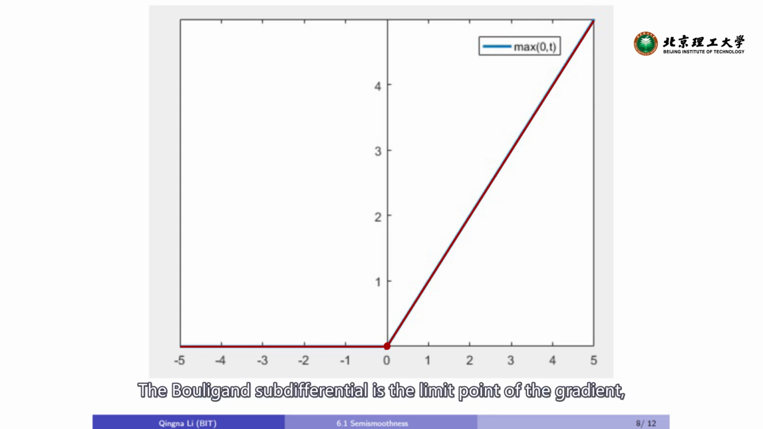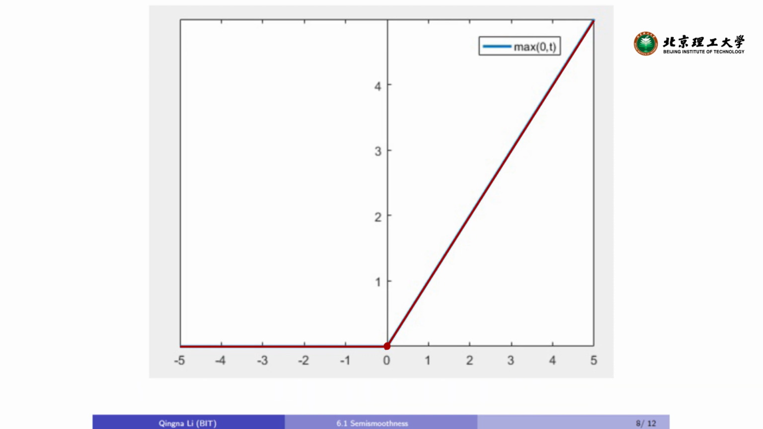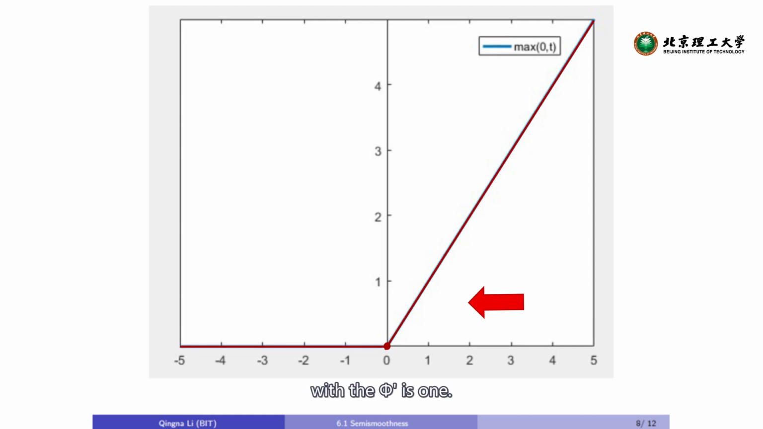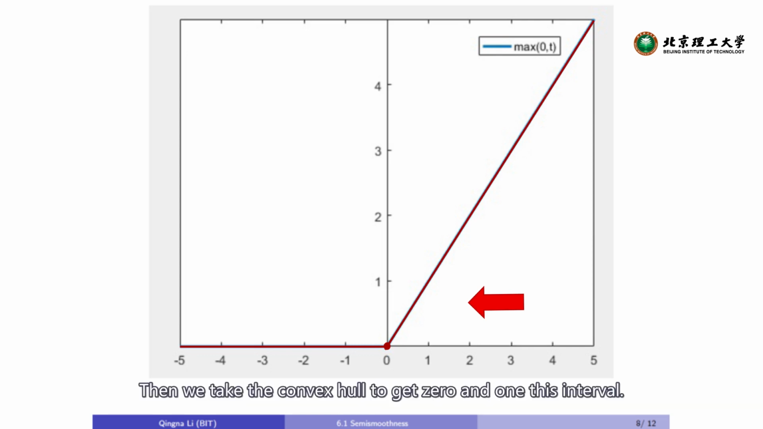The B-subdifferential is the set of limit points of the gradient, right? So we take a sequence from the left-hand side approaching 0, and the phi prime will be 0. And another sequence from the right-hand side tending to 0, with phi prime equal to 1. So the B-subdifferential is 0 or 1, two points, right? Then we take the convex hull to get 0 and 1, this interval.